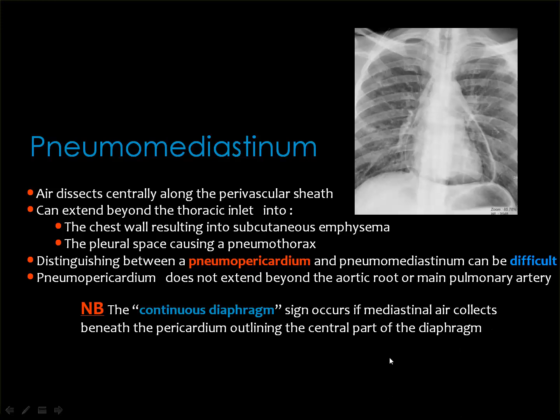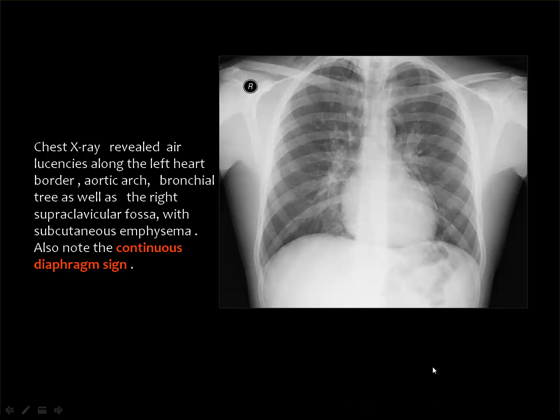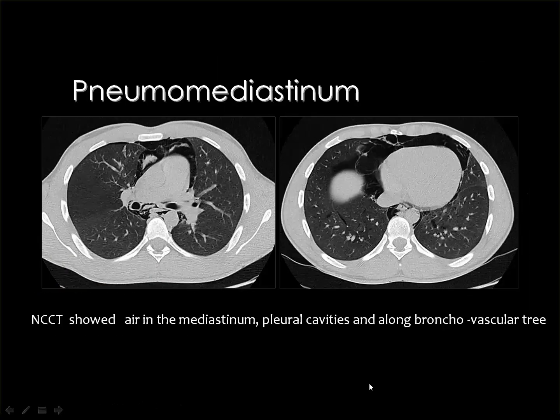The continuous diaphragm sign means that you are able to follow the diaphragm, especially in the area where the heart is in contact with the diaphragm. This sign can be easily appreciated in cases of pneumopericardium and also pneumomediastinum. But here, you can see the continuous diaphragm sign, and if you look carefully, you see the air tracking in the root of the neck and also in the subcutaneous area, and this is a good sign for pneumomediastinum. Continuous diaphragm sign and some air in the root of the neck are helpful diagnostic signs for pneumomediastinum.